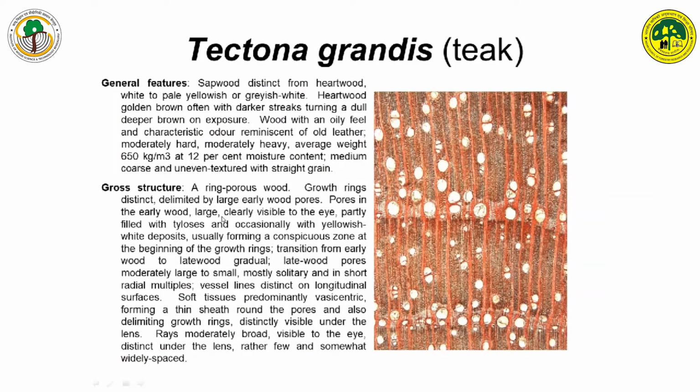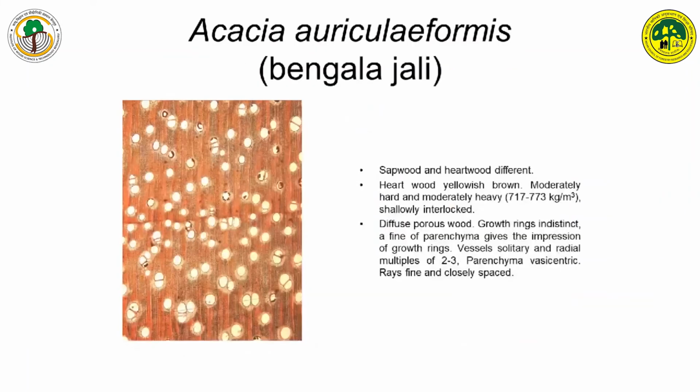And the gross structure is ring porous wood, as I have told earlier. Growth rings are distinct, delimited by large early wood pores. Pores in the early wood are large, clearly visible to the eye, and they are partially filled with tyloses and occasionally with yellowish or white colored deposits. The pores in the late wood are smaller, and parenchyma is very scanty in the late wood. The transition from early wood to late wood is gradual in the case of teak.